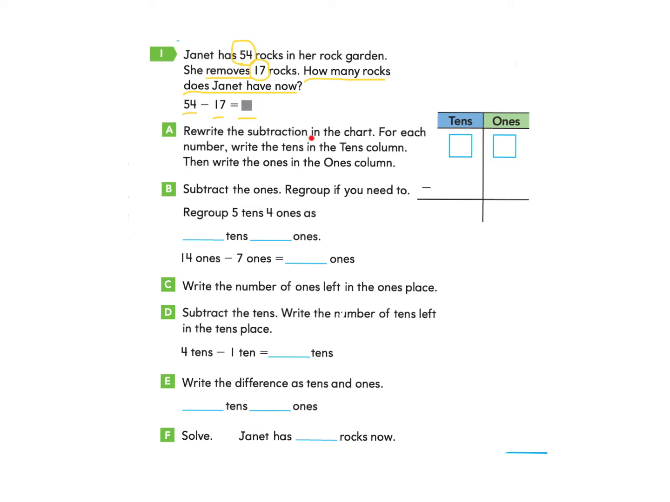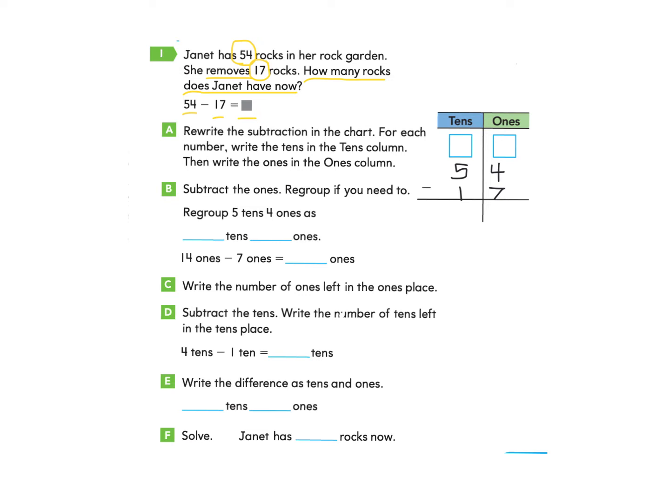Rewrite the subtraction in the chart. For each number, write the tens in the tens column. Then write the ones in the ones column. So here's the chart they've provided for us, and here is the subtraction equation from the word problem. So we are going to write each number in this chart. So we have 54, and we're taking away 17.